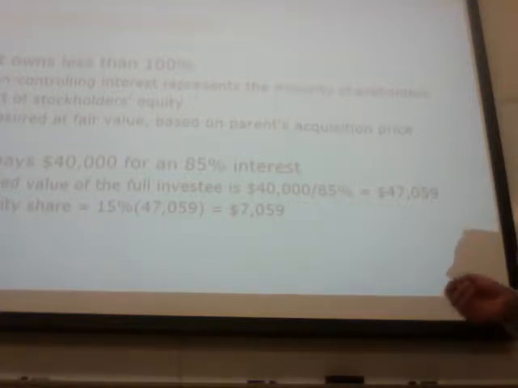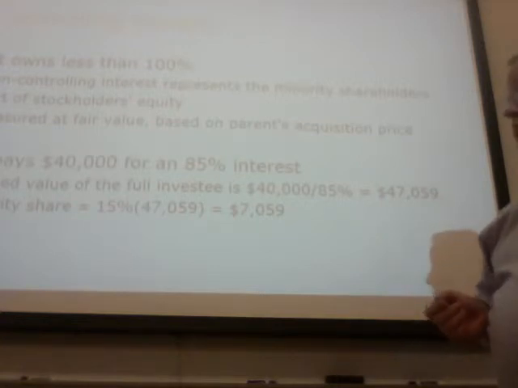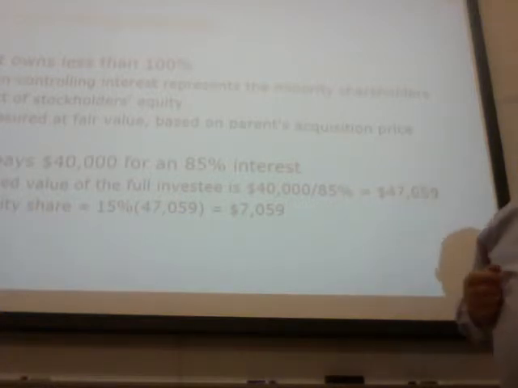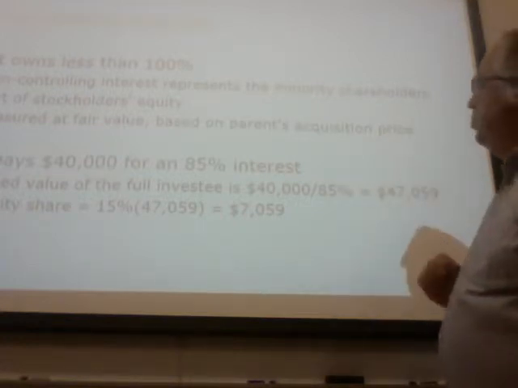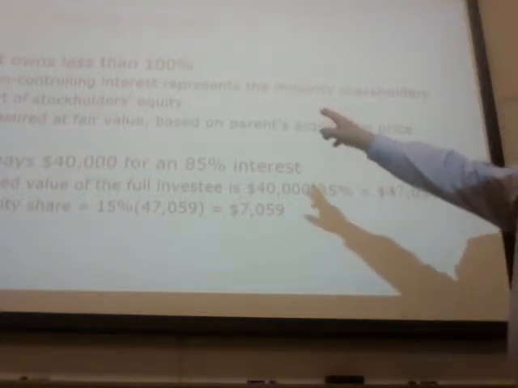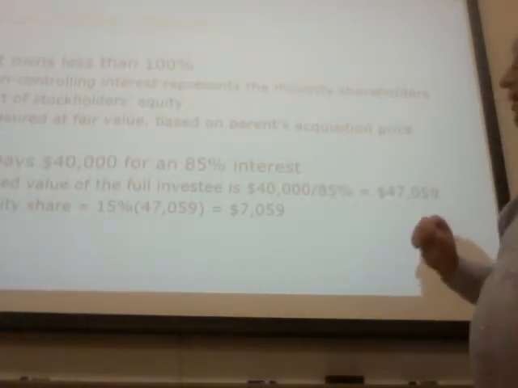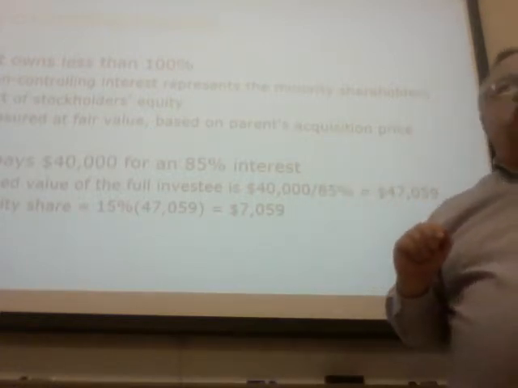Okay, so we'll talk a little bit now about non-controlling interests. This is where the parent acquires less than 100% of the voting stock of the subsidiary, or, pardon me, as we'll see in later chapters, it can be where they acquire 100% of the voting stock, but there's preferred stock outstanding that they don't acquire. So those are going to be non-controlling interests. Non-controlling interest represents the minority shareholders. It's a part of our consolidated stockholders' equity. It doesn't go away. But it's measured at fair value based on the parent's acquisition price.